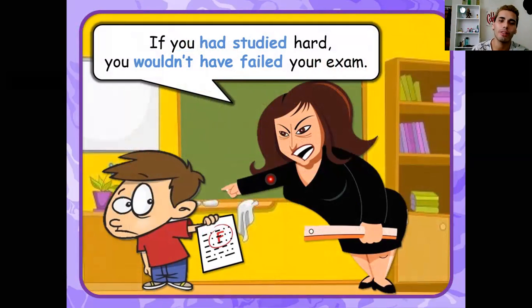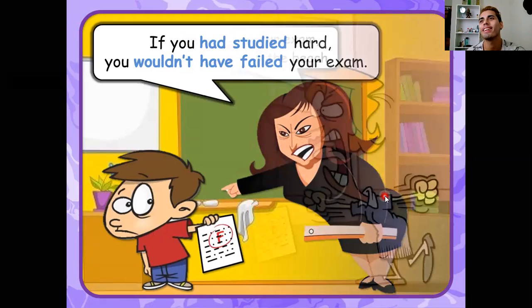But the results are obvious. He got an F, and his mom thinks he didn't study hard for the exam, but she tells him, if you had done it, if you had studied hard for this exam, then you wouldn't have failed it. And what is the actual result in the past is that he failed the exam. You can see he has an F. F stands for fail, in case you didn't know it.